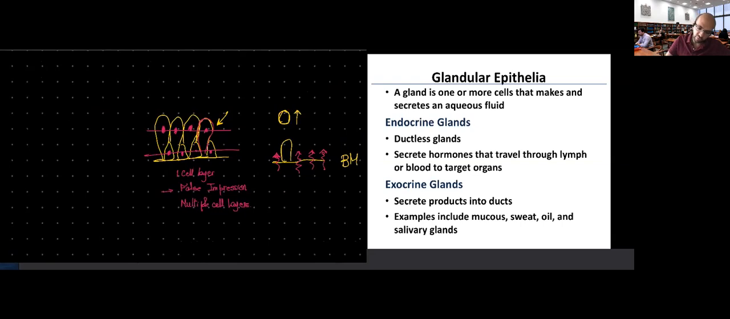So what did we classify this epithelium, which is simple, but gives me the impression that I'm looking at a stratified epithelium? We called it a false stratified, pseudostratified.